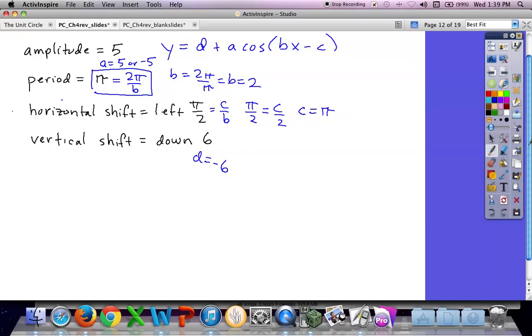Let me fill in for A, B, C, and D. Y equals negative 6. Again, it could be plus or minus. I'm just going to say plus 5 cosine of 2x. And here's where I made the mistake in class.